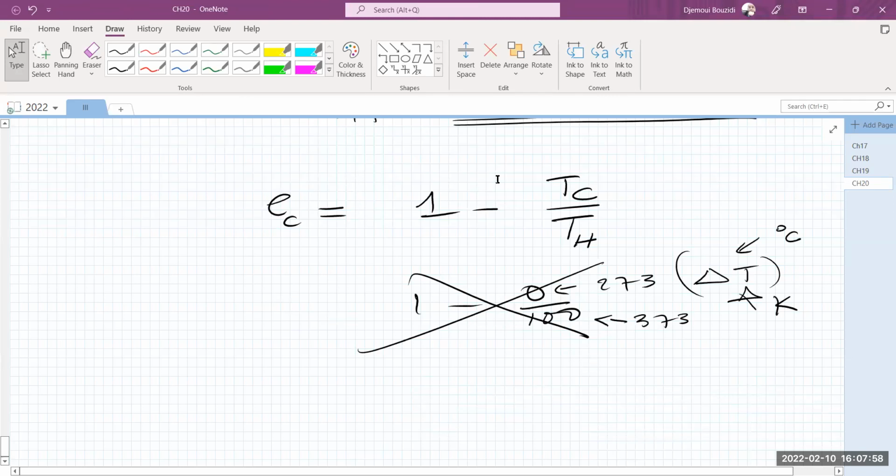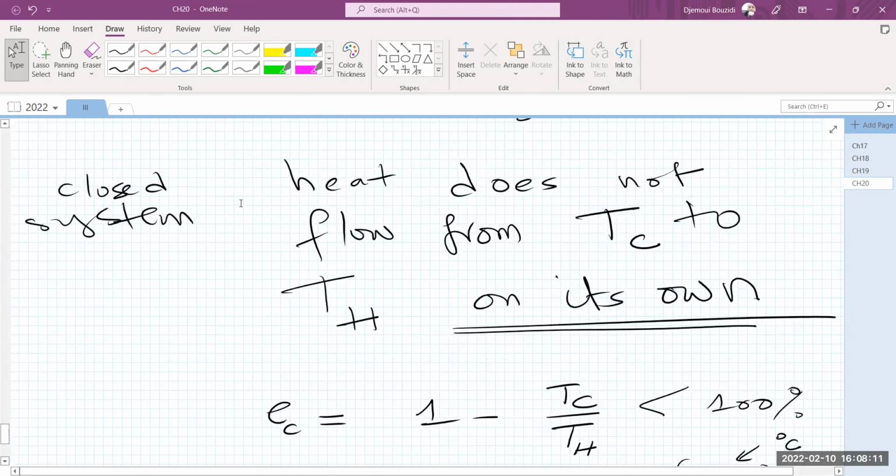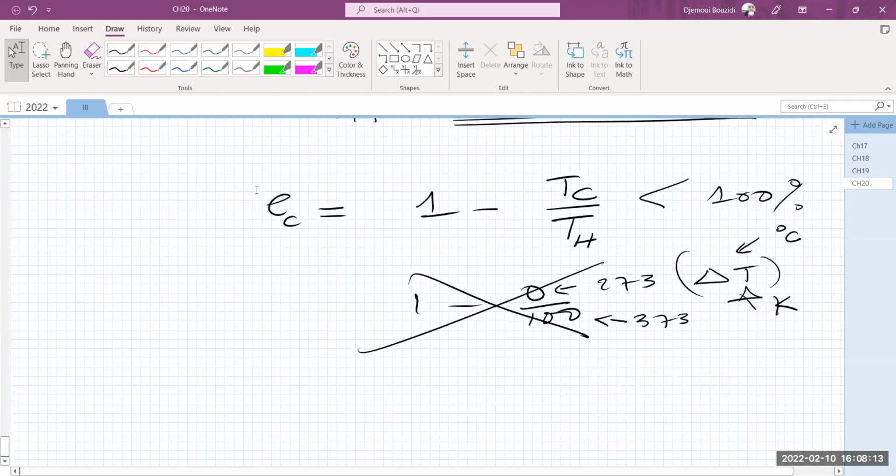So this is the most efficient engine. That's basically what he said. This efficiency is always less than 100%. That is because of this law. This is the second law of thermodynamics.